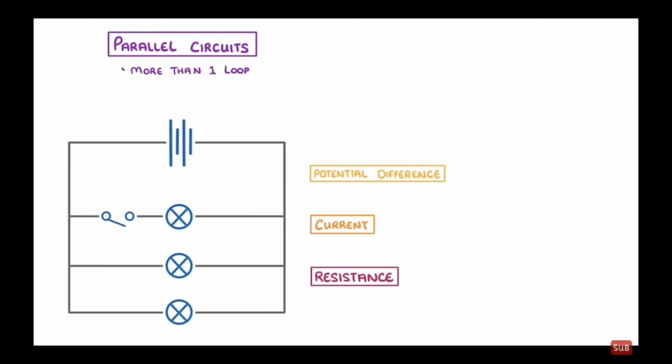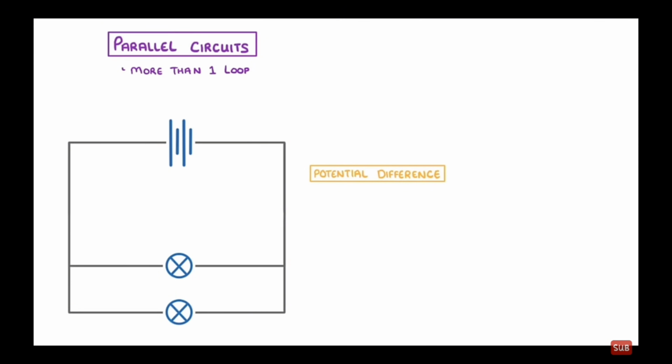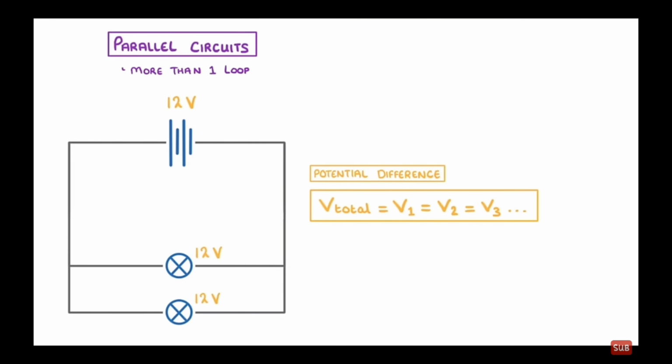Now, the first thing to know about truly parallel circuits, so those with only one component in each loop, is that all of the components get their full source potential difference. So if we have a 12-volt battery, then all of the components will have 12 volts across them.